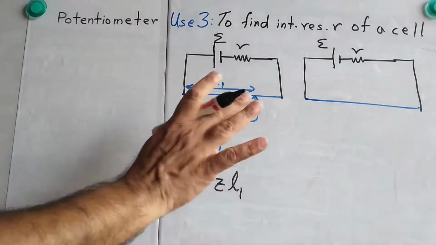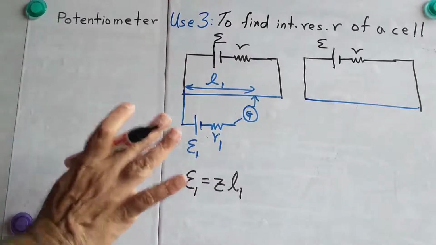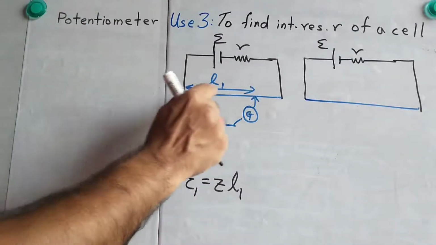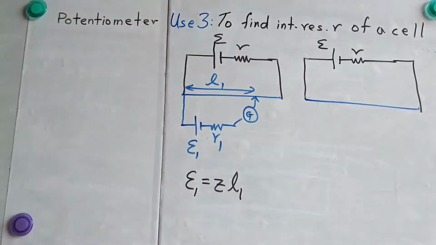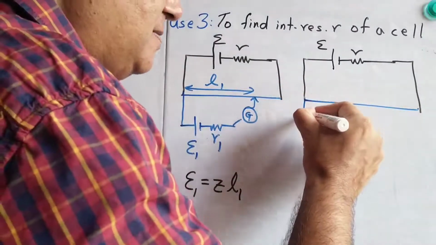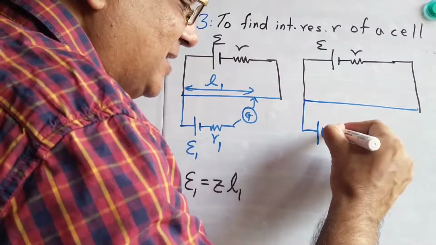So we can find the EMF exactly, and that will be Z into L1. Z is the potential drop per unit length. The potential drop here is equal to the EMF of this cell. Now we take the same cell and connect it like this.